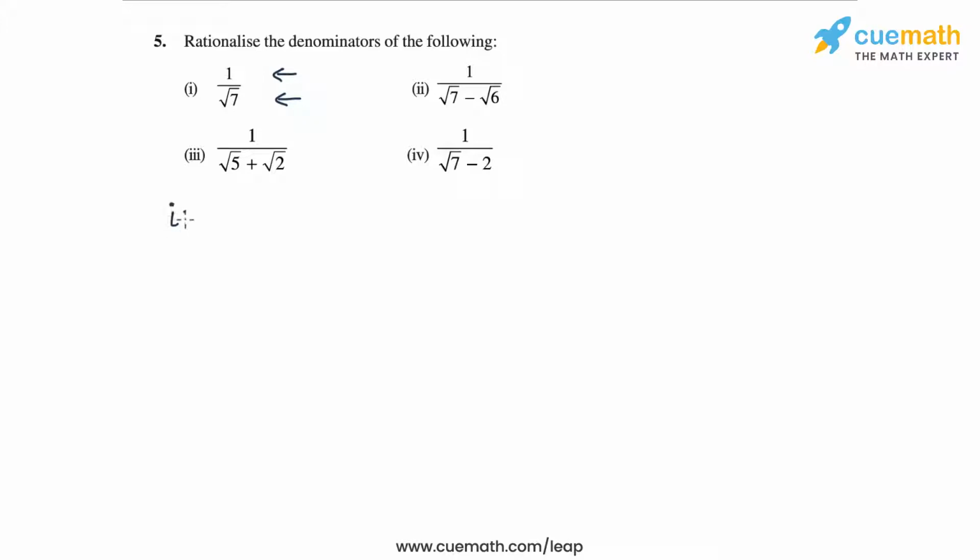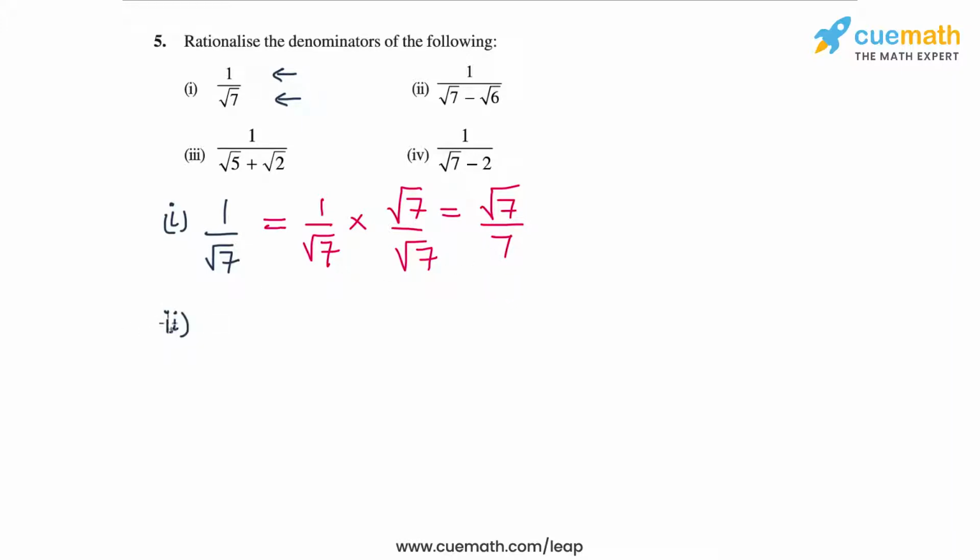So the first part is 1 by root 7. So we will multiply both the numerator and the denominator by root 7, because when root 7 is multiplied by root 7, the outcome is a rational number. So we can write 1 by root 7 as 1 by root 7 into root 7 by root 7, and this gives us root 7 in the numerator, and in the denominator we get 7. So the denominator has been rationalized. Now let's go to part 2.